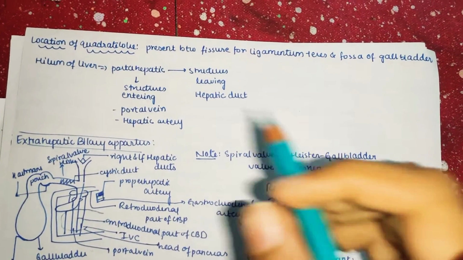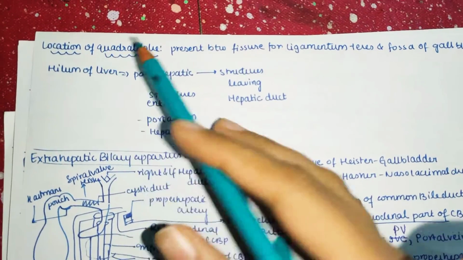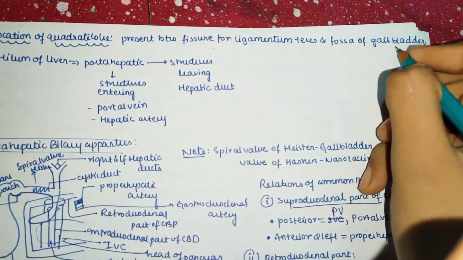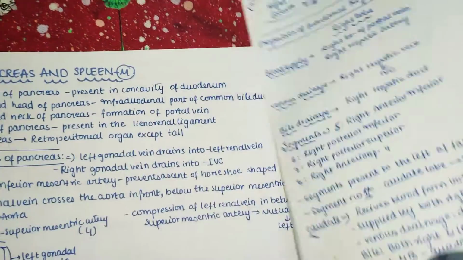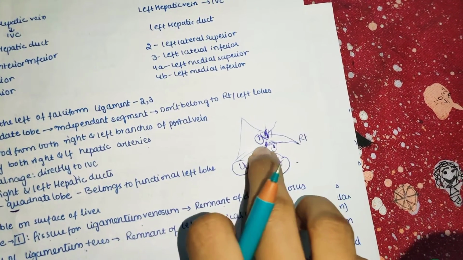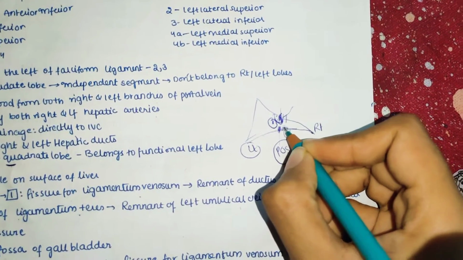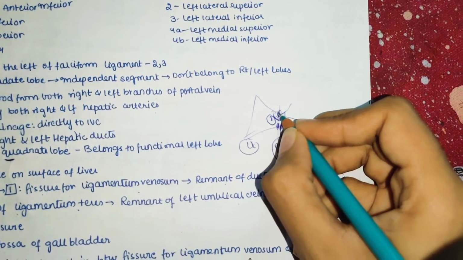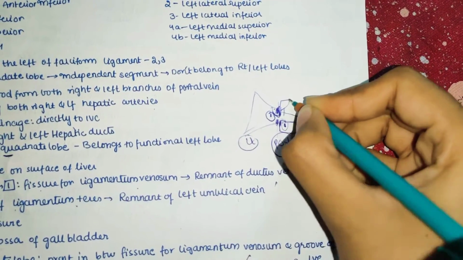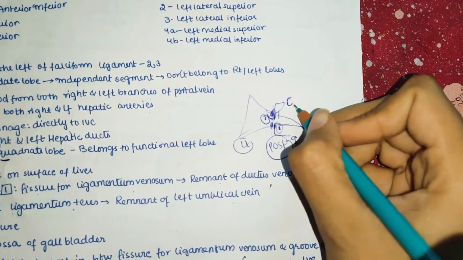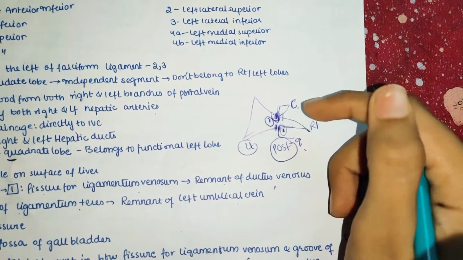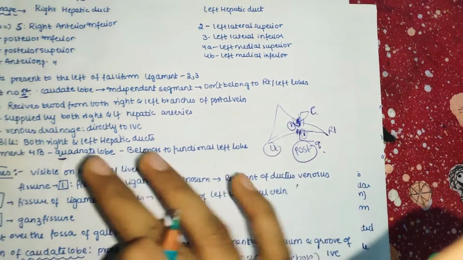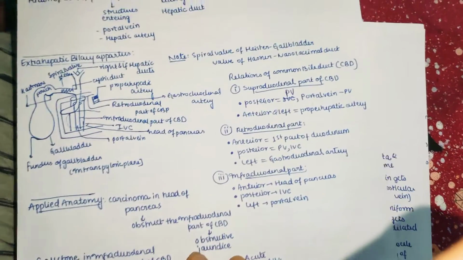Now let us discuss the location of quadrate lobe. So this is Q, quadrate. The quadrate lobe is present between the fissure for ligamentum teres and fossa of gallbladder. So let me show in this diagram itself. This is the fossa for ligamentum teres and this is the fundus of gallbladder. So here will be the quadrate lobe, and between the ligamentum venosum and vena cava, you will be having the caudate lobe. So C, as C is coming first in alphabet, C first, next Q below. So C for caudate lobe, Q for quadrate lobe. So the location of these two lobes is important.